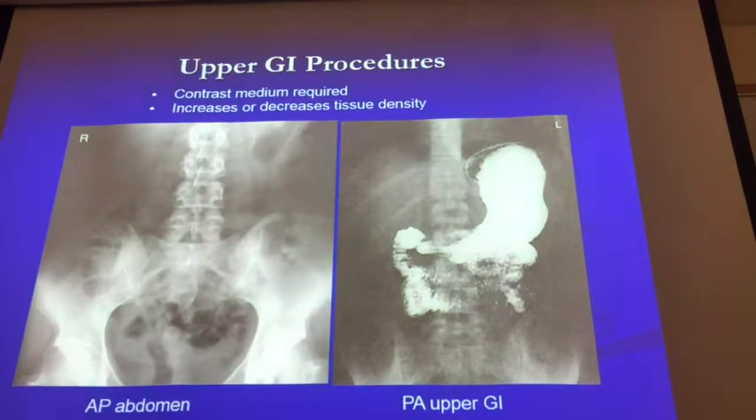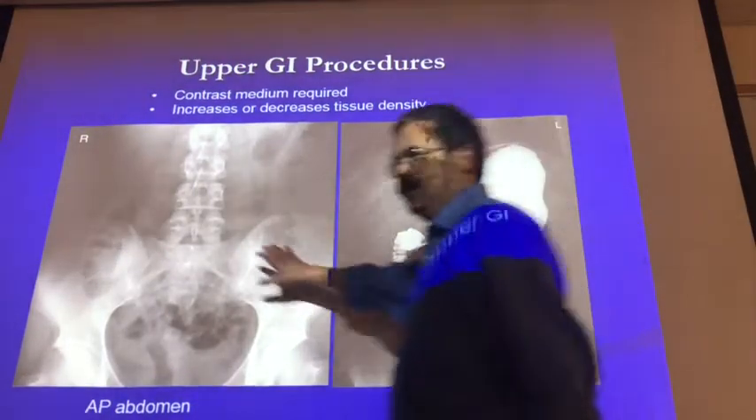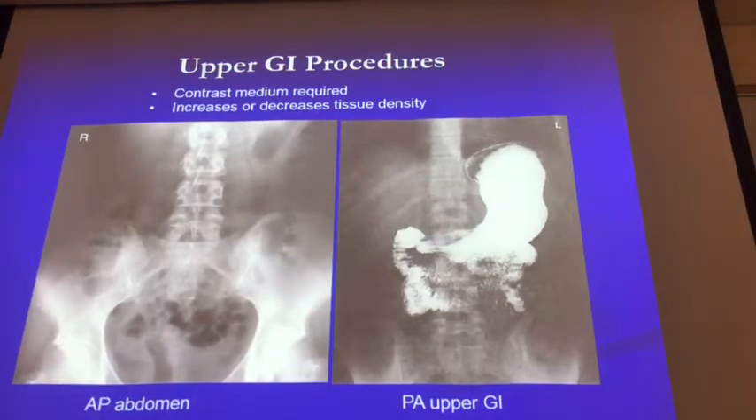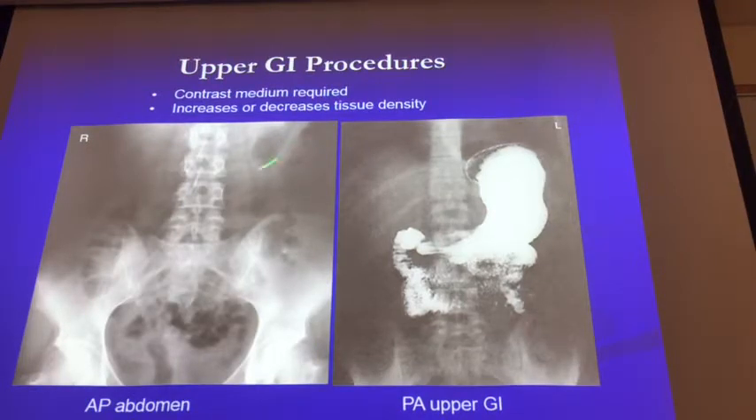Okay, so upper GI procedures. Upper GI stands for upper gastrointestinal procedures, and so contrast media will be required. The purpose of the contrast media is to increase or decrease tissue density, depending on the type of contrast media you're using. I'm just giving you an example. If you do an AP abdomen, there's no way you can see the stomach. You might see a little bit of air here, but that's not giving you much information, and so that's why the contrast media becomes important.